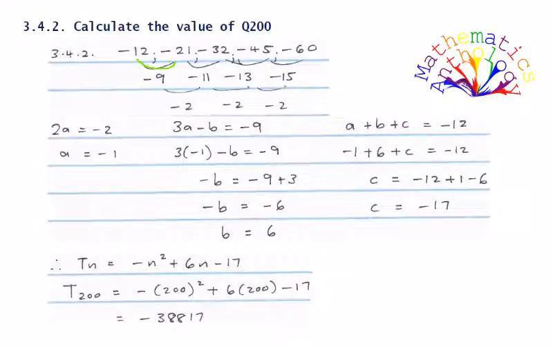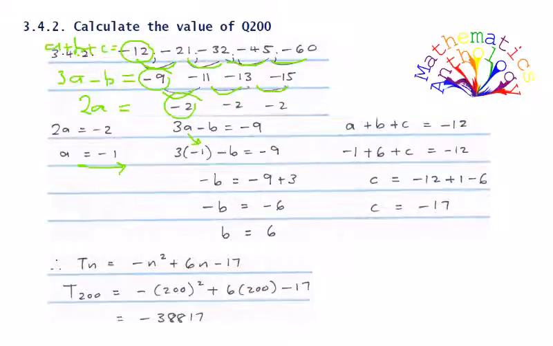3.4.2, calculate the value of Q200 now. To calculate the value of Q200, we'll need to find the formula for this pattern. And so that can either be an arithmetic, geometric, or quadratic formula. If we look at it carefully, we'll find that we have first differences of negative 9, negative 11, negative 13, and negative 15. The first difference is calculated by the one after minus the one before. So T2 minus T1 will give you negative 9, then T3 minus T2 will give you negative 11, and so on.